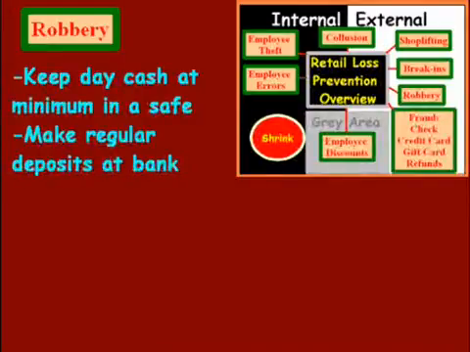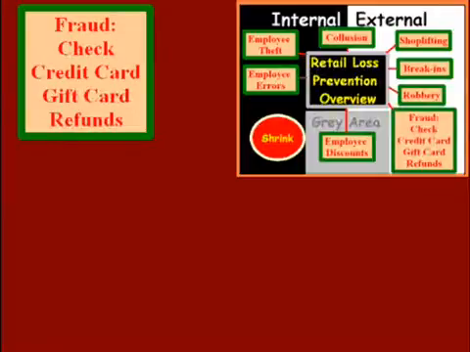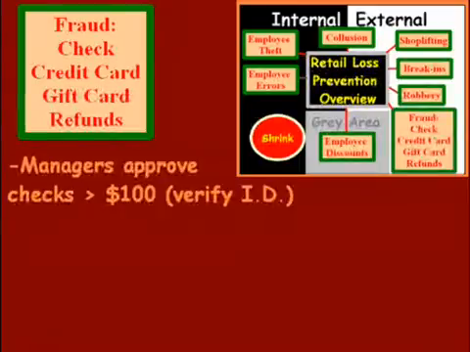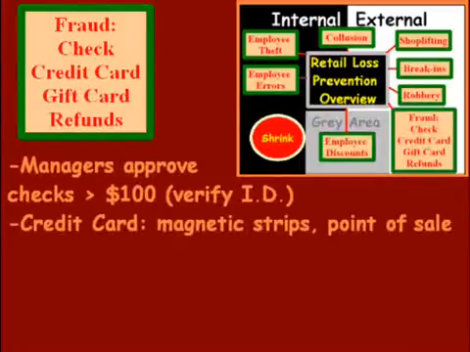The next item we have to worry about on the external side is fraud. There's check, credit card, gift cards, and refunds. That's a whole bunch of stuff to worry about. For checks, when I worked at the store, managers have to approve any checks over 100. Sometimes it was 50. What we basically do is verify their ID and make sure they are who they pretend to be.